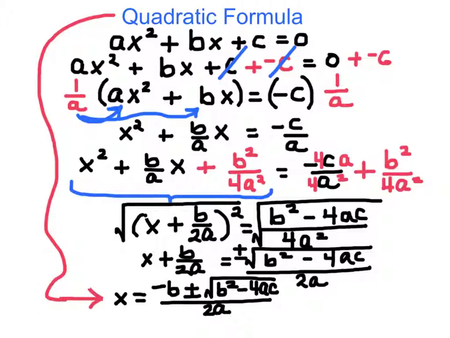It's a fairly long process to derive the quadratic formula when we want to solve for x and our quadratic is not factorable. So rather than derive the quadratic formula each time, we know what it is, here it is, and we're going to use it.